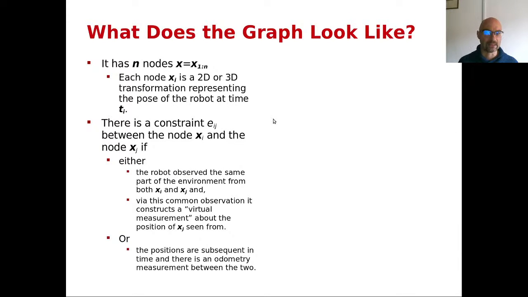Now, how is this graph constructed conceptually? Well, for sure it has n nodes, and each of these nodes is either a 2D or a 3D, or might also be a similarity, but for now just think about 2D or 3D transformation that represents the robot position at a certain time. Okay, so these are the nodes of my graph. Then there is a constraint, that later we will call a factor, between two nodes of the graph if these two nodes are connected by some sort of measurement.